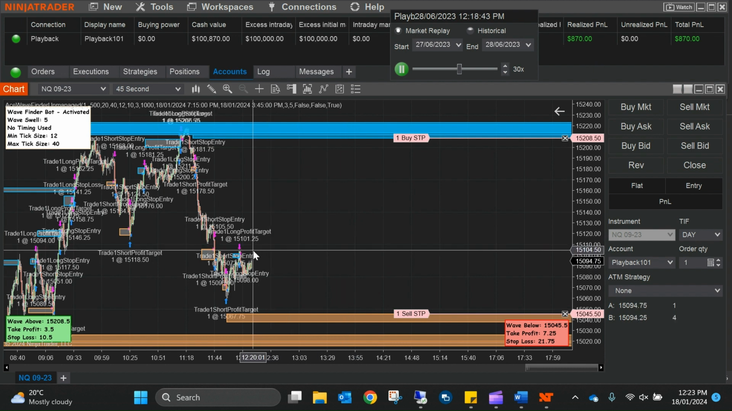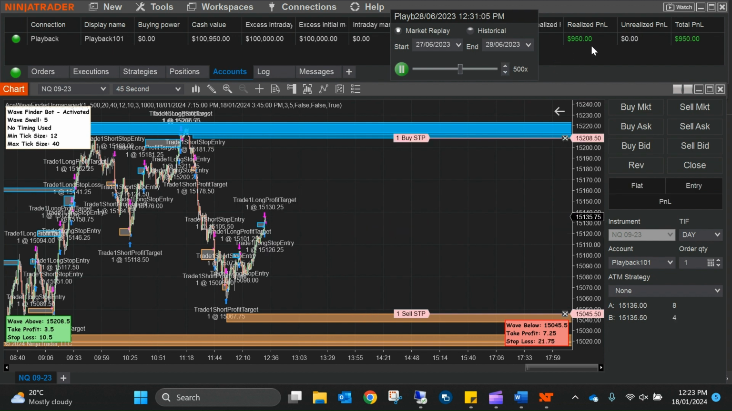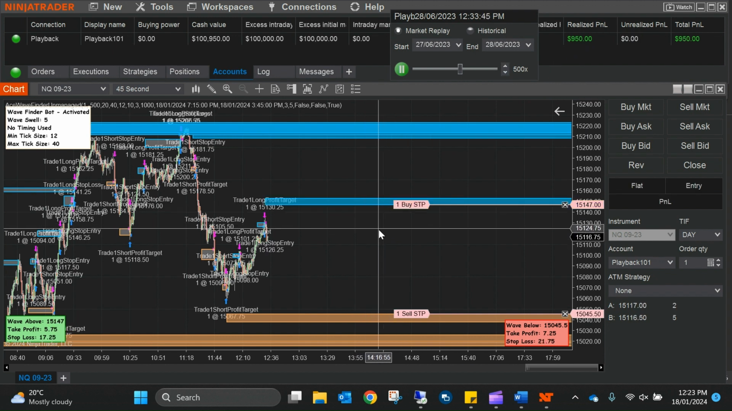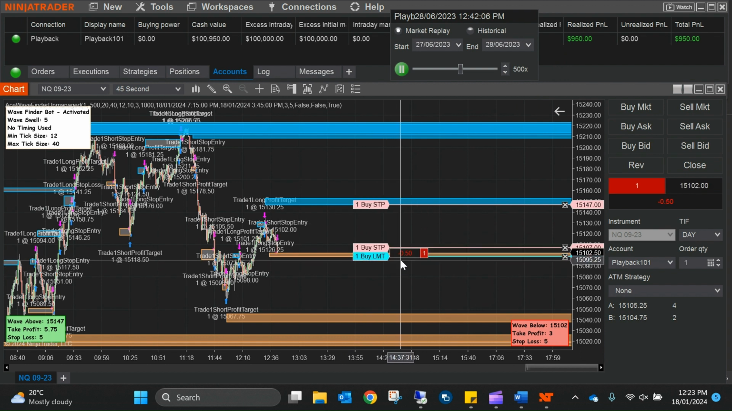But we still have a bit of time left on the day. Let's speed up and see how we go. And we're well into the lunch period. We've hit our 950, so there's our nearly $1,000 on the day. Commissions probably brings us down to 900, so let's just see if we can hit 1,000. I'm not sure if it does.